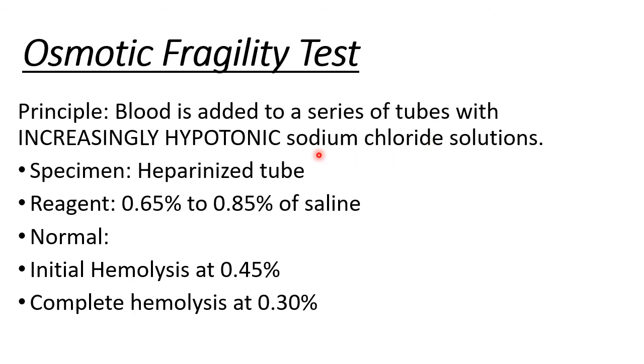Okay? In this test, we make use of an heparinized blood specimen. Okay? Para ma-prevent lang natin yung coagulation process. The reagent, sabi nga natin, hypotonic dapat ang reagent natin. So, it will range from 0.65 to 0.85% saline. Normally, ang RBC natin mag-hemolyze starting at 0.45 and then ang complete hemolysis is at 0.30% of saline.